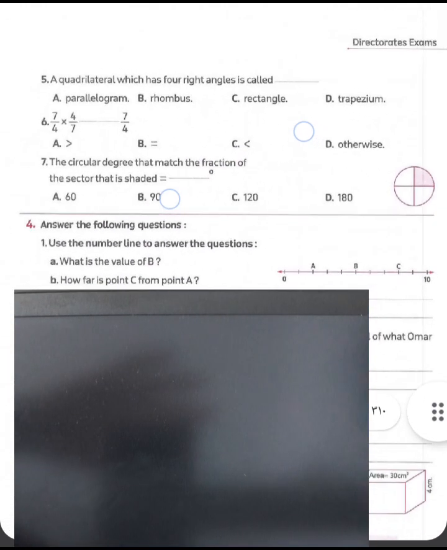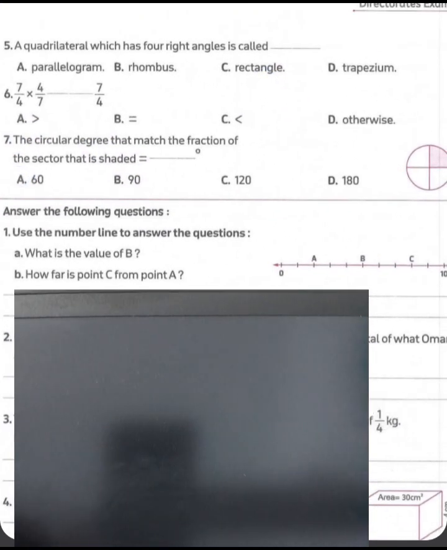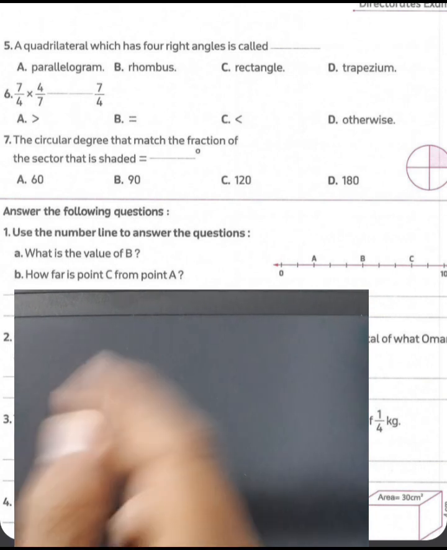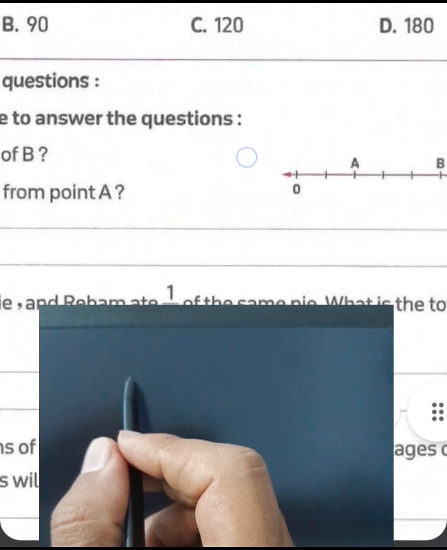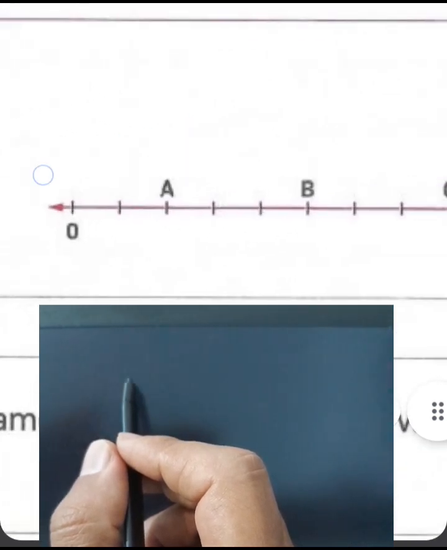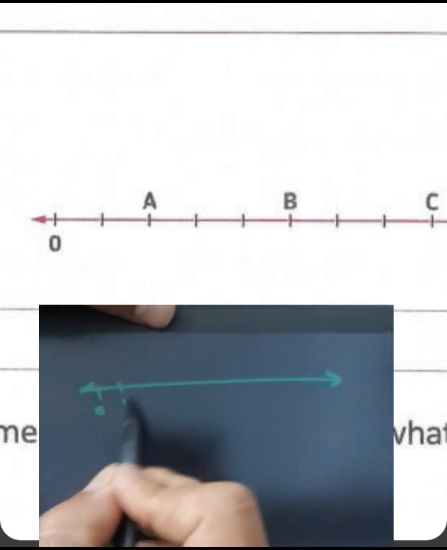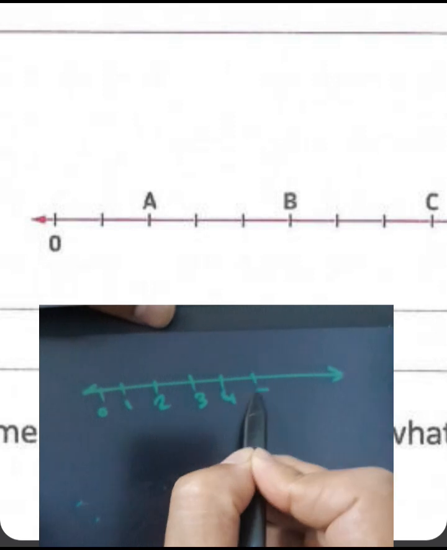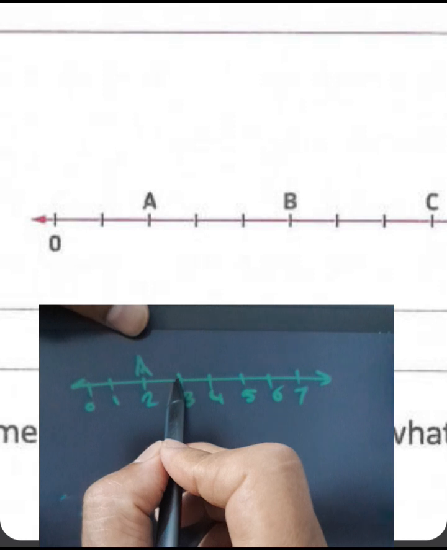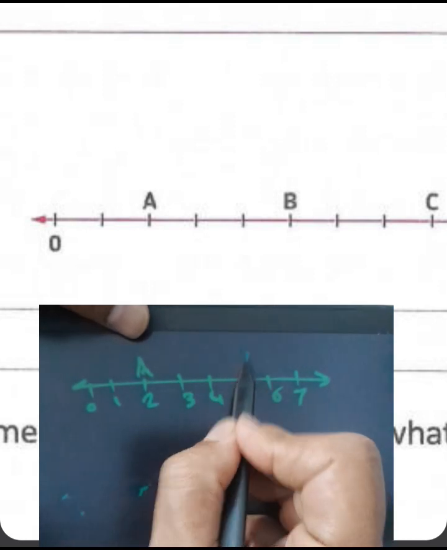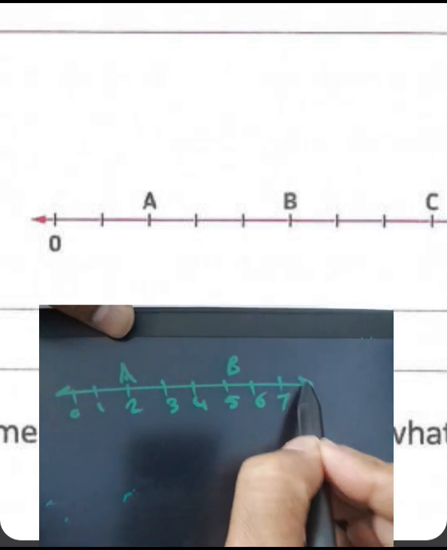Next example, question number 4. Use the number line to answer the question. What is the value of B and how far is point C from point A? Okay, to find the value here of B, you can count. Here we have 0, 1, 2, 3, 4, 5, 6, 7. We don't have a decimal here, okay? Then A here, and we have B. The value of B will be 5, and C will be 8.